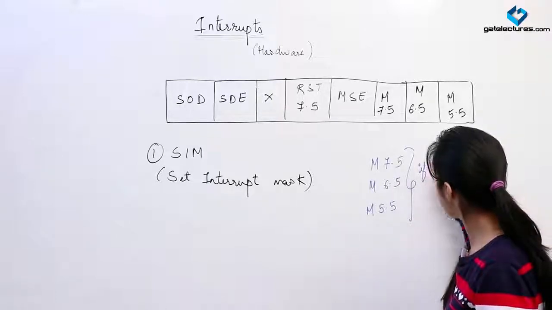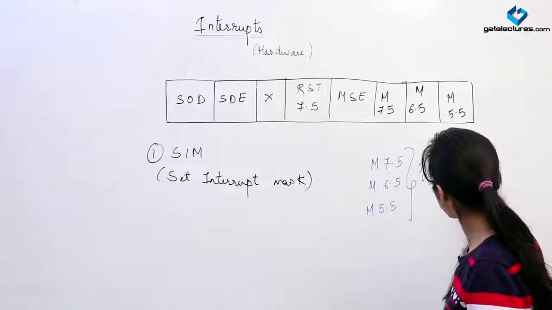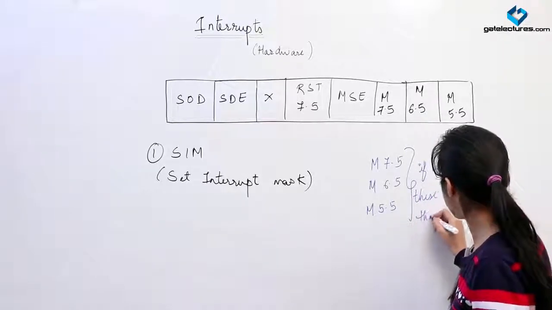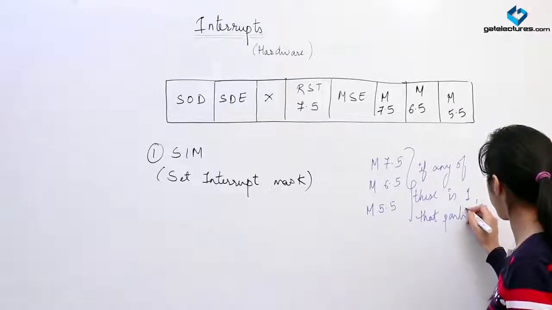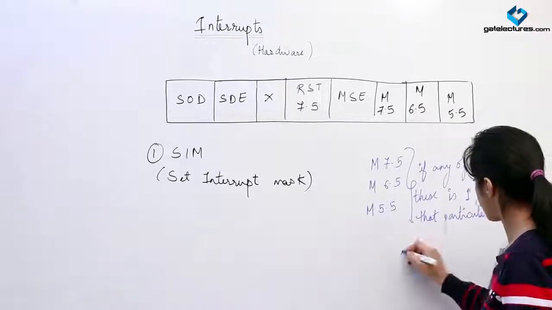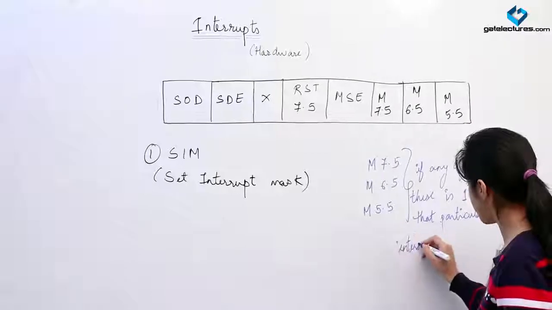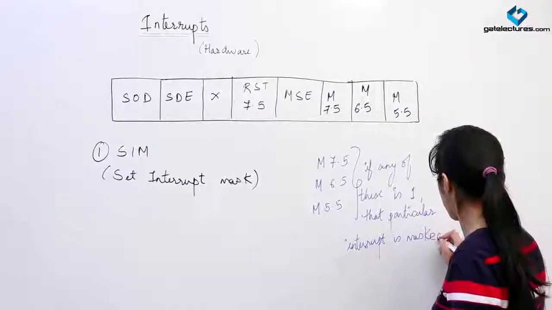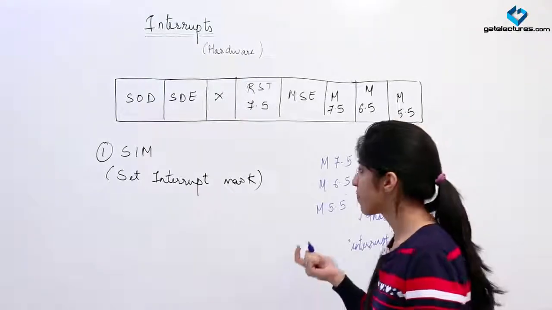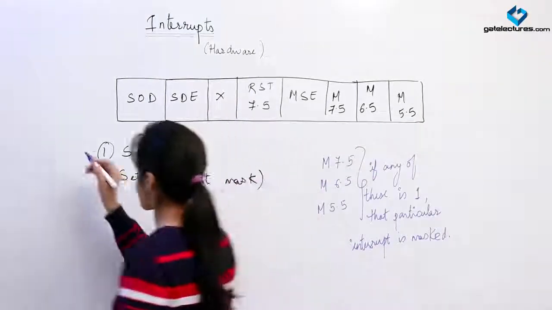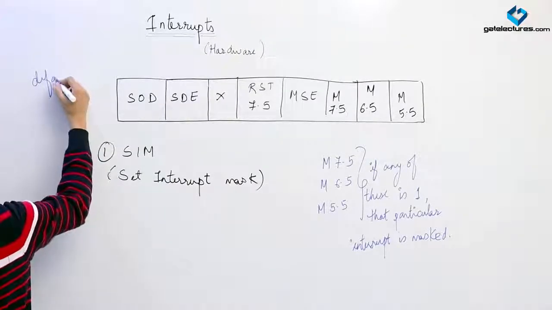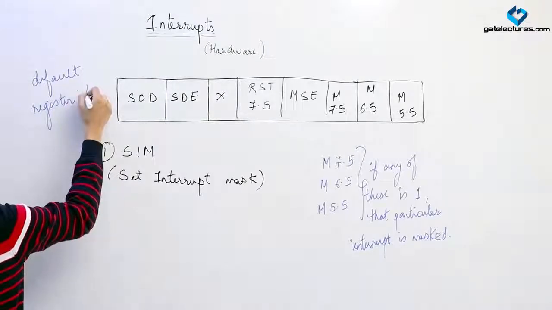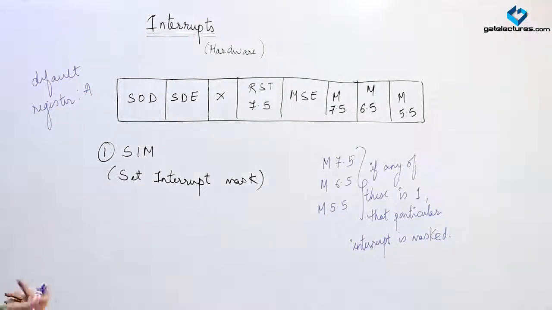Okay, if any of these is 1, then that particular interrupt is masked. That particular interrupt is masked. The default register for doing this is the accumulator. Default register is the accumulator.